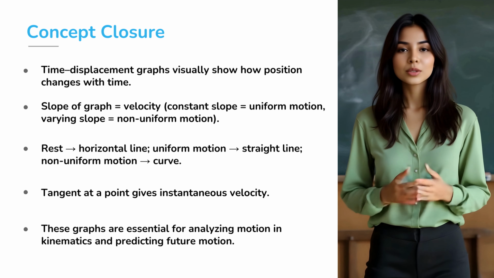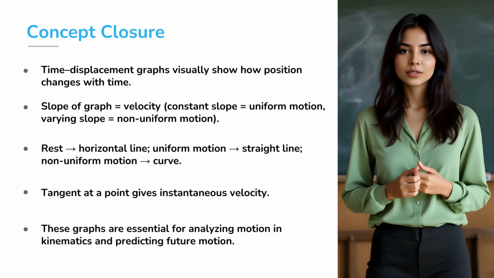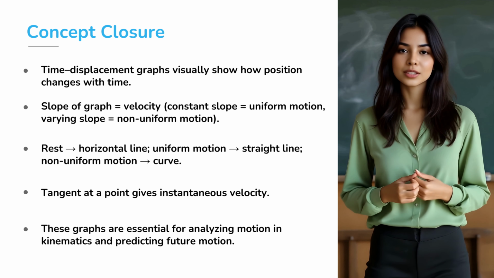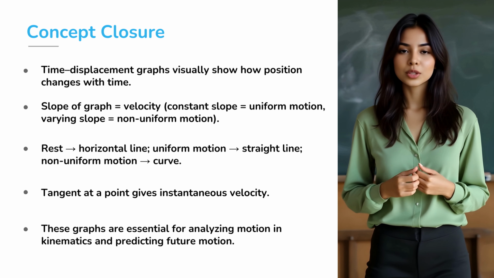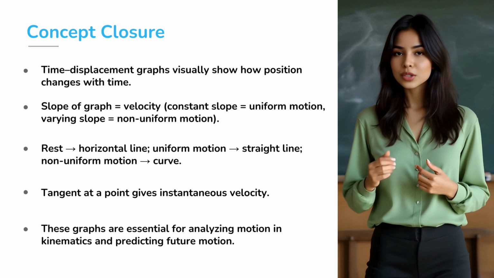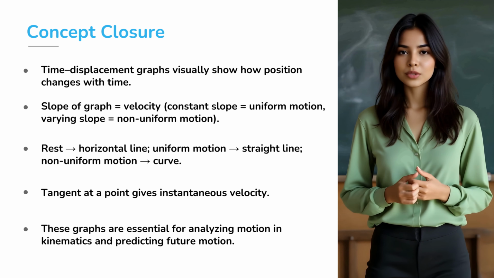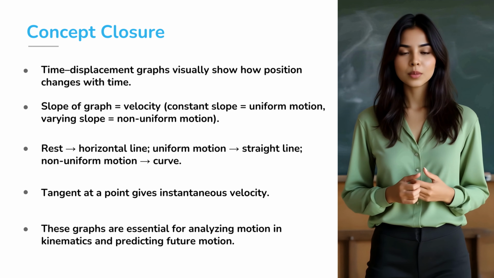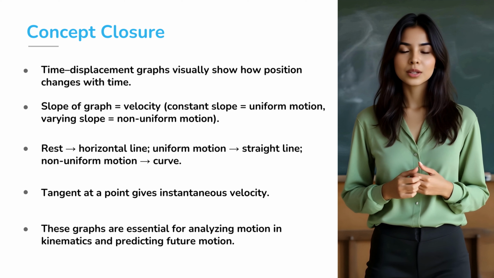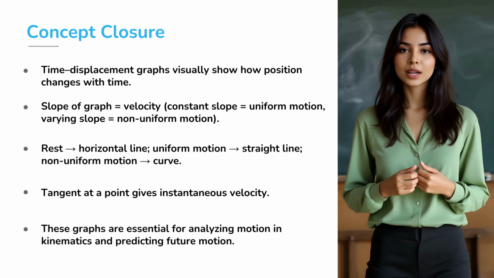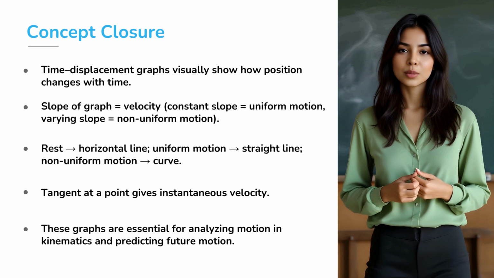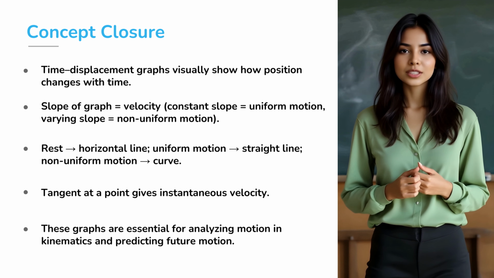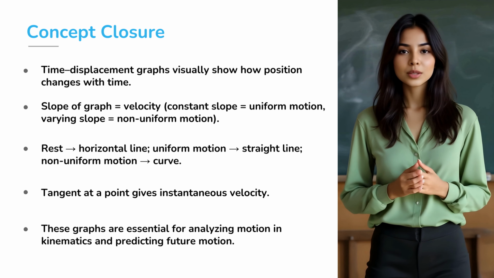Let's wrap up with a quick recap. Time displacement graphs give us a simple way to visualize motion. A horizontal line means rest, a straight inclined line means uniform motion, and a curve means non-uniform motion. The slope of the graph gives velocity, and the tangent gives instantaneous velocity. We also saw through an example that mathematical equations like x equals 5t squared directly shape the graph into a parabola. These graphs are not just classroom tools. Scientists, engineers, and even traffic analysts use them to study motion patterns.